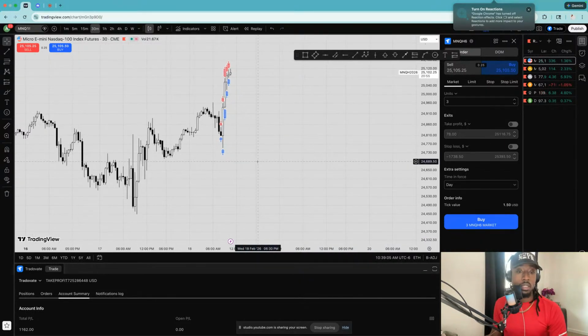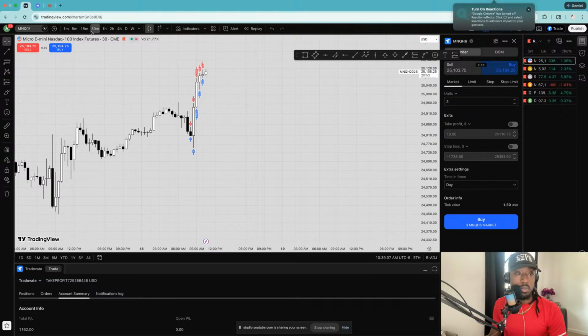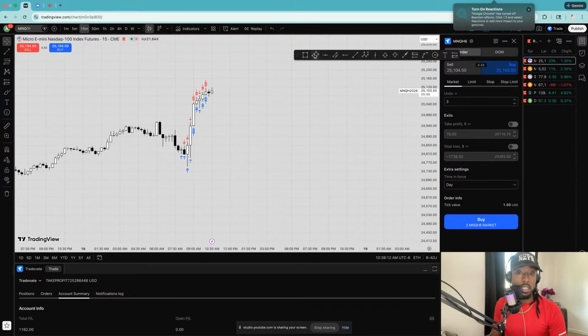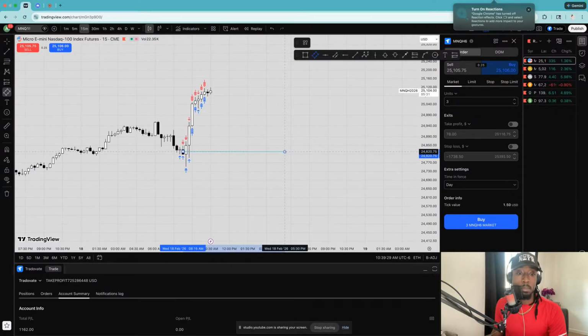Initially, what I do is mark off what I call the golden open, which is the 8:15 candle's body, not including the wick. We went down to the 8:15 time frame, meaning every one of these candles is in 15-minute intervals. I find the 8:15 candle, this black candle, and mark off the body, not including the wick. I use this as a catalyst for directional bias when the open happens.